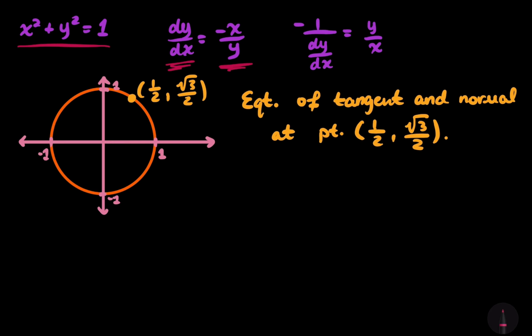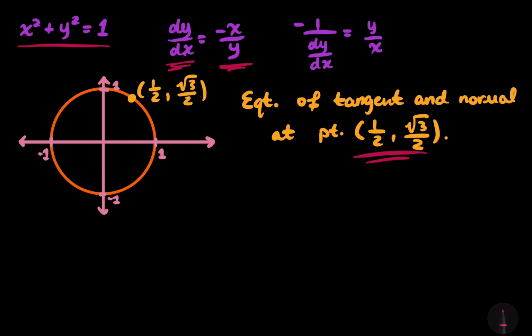And so what we're asked to do is find the equation of the tangent and the normal at this given point. So 1/2, comma, square root of 3 over 2. So we just chose some arbitrary x value and some arbitrary y value that fall on our implicit curve, and we're going to try to find the equations of the tangent and the normal. And so let's actually go ahead and do that.